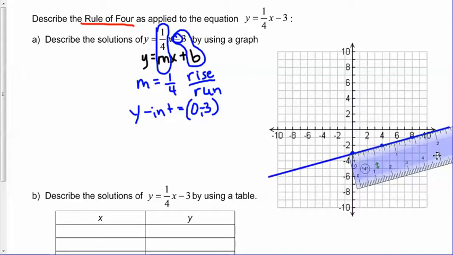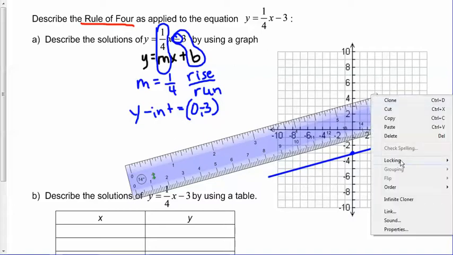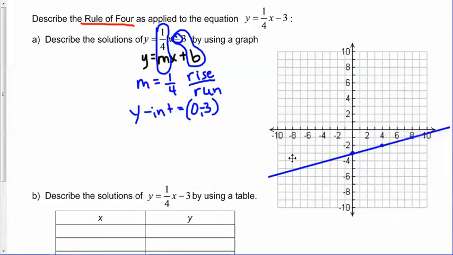Now we can get rid of this. And we can finish up by putting our arrows on each end of the line to remind us that it goes on forever. So remember that every point that we find on that line is going to be a solution to our equation.